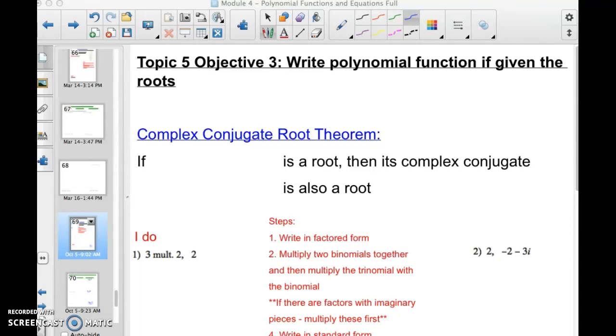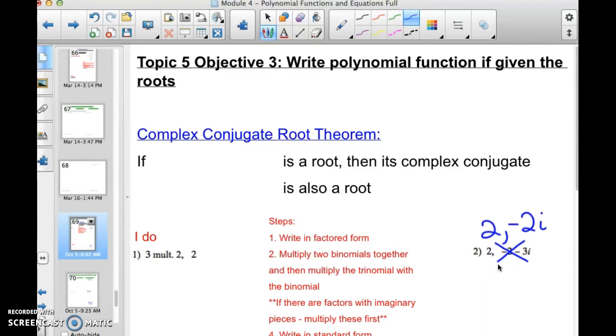And just FYI, I'm only going to do the first example in this video because it involves all real roots. In the next video, I'm going to do the next problem because this one involves imaginary solutions. And this is supposed to be 2 and then minus 2i. So please cross out that problem and put that instead.